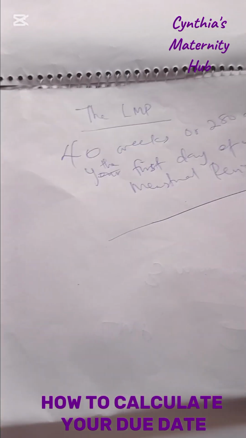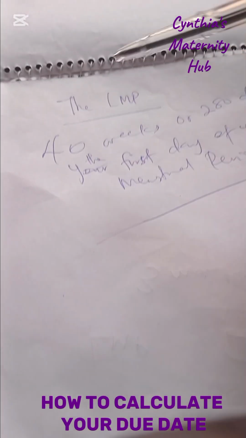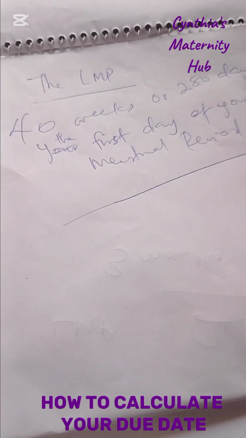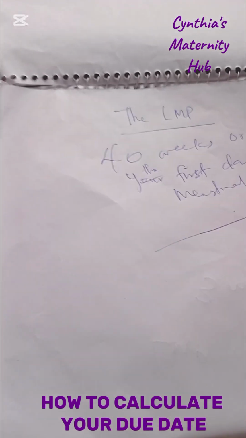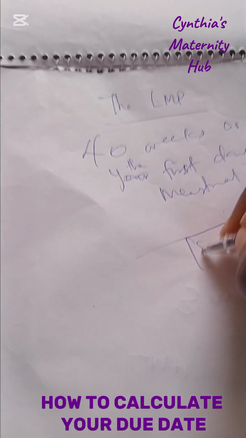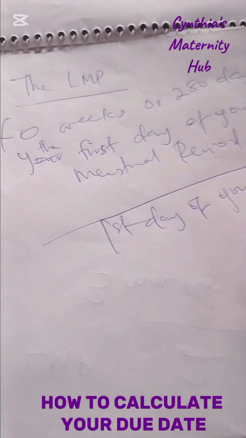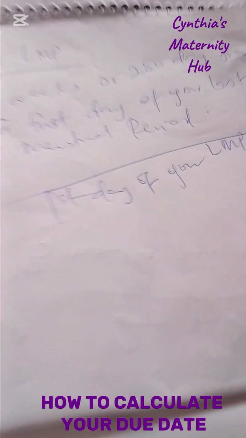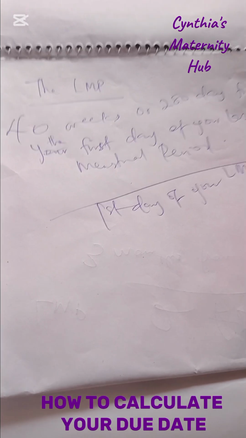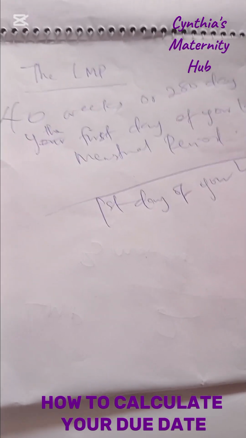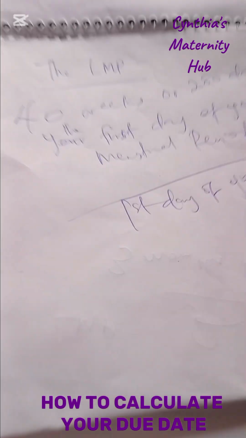So if you're using this LMP method, the best way to estimate it is to count 40 weeks or 280 days from the first day of your last menstrual period. That's why most times if you come to the hospital, they'll ask you when was the first day of your last menstrual period. That's the question they usually ask. So to help, calculate your EDD.